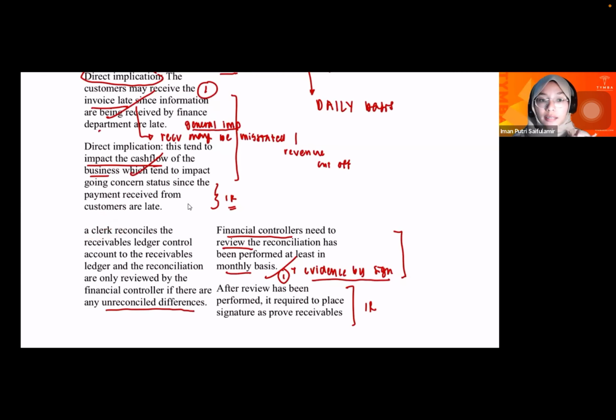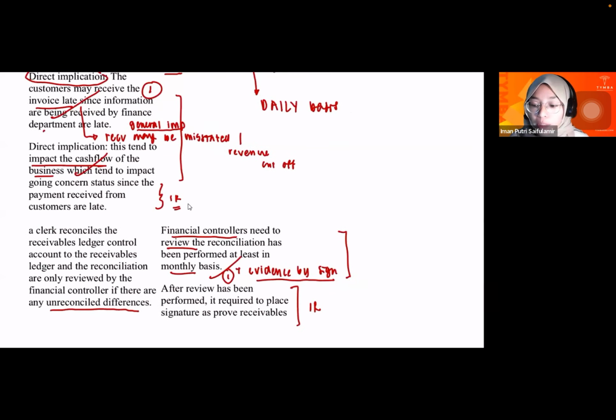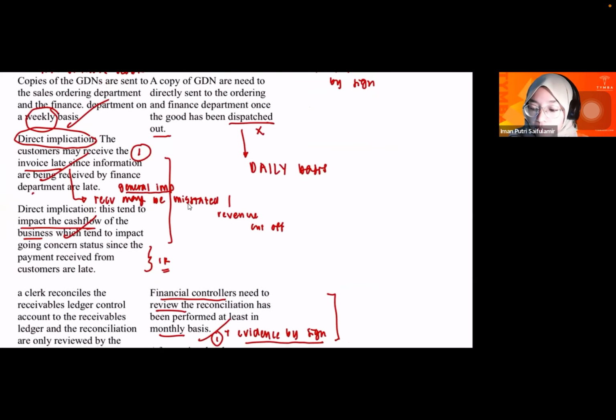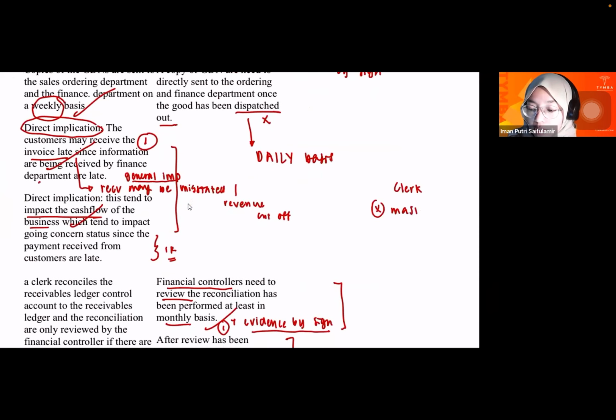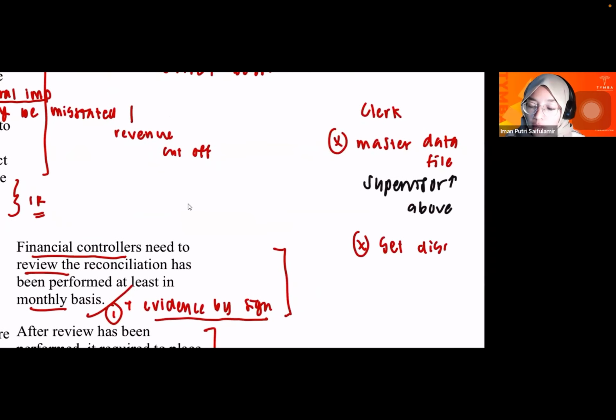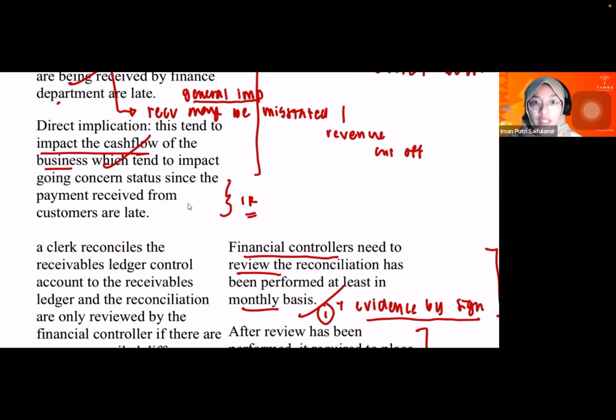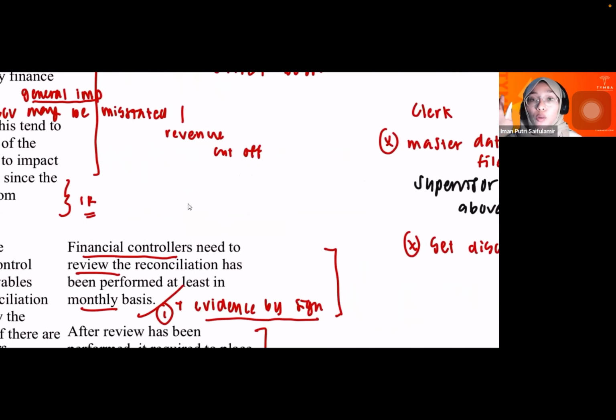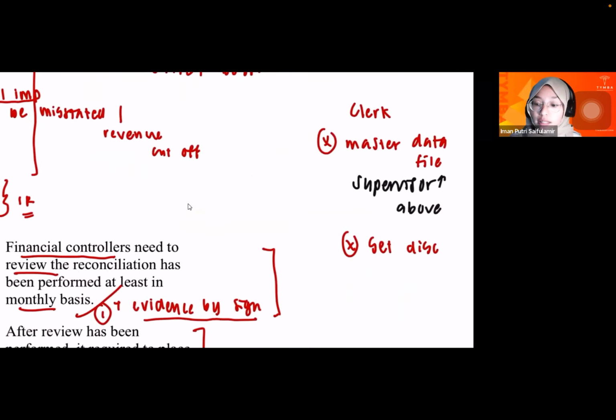Okay, Alia? So some things that are prohibited for clerks to do, okay, they cannot amend the master data file. Right? Master data file, who can amend? It should only be supervisor and above. So other things like maybe setting discounts, clerk cannot do. Okay. However, basic things like performing calculations, performing reconciliation, accounting for it in the books. This is all okay provided that it is reviewed by a senior personnel. Okay, Alia?